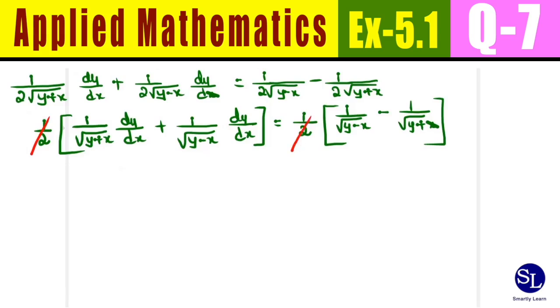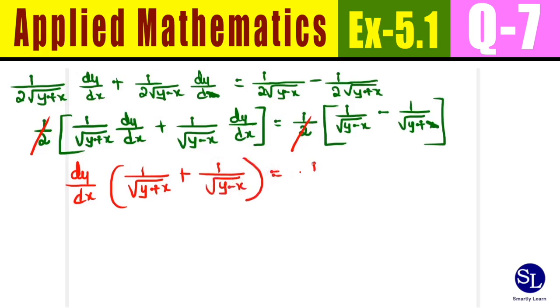Now let's take the dy by dx outside. So this is dy by dx. Now open brackets 1 by root of y plus x plus 1 by root of y minus x. In the other side, it is simply 1 by root of y minus x minus 1 by root of y plus x. In both sides, we are going to do LCM next.